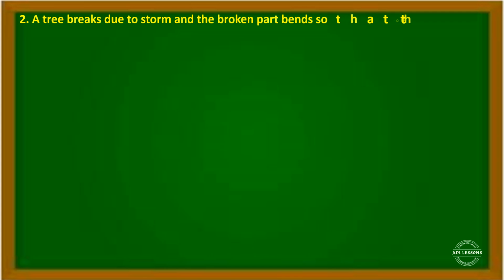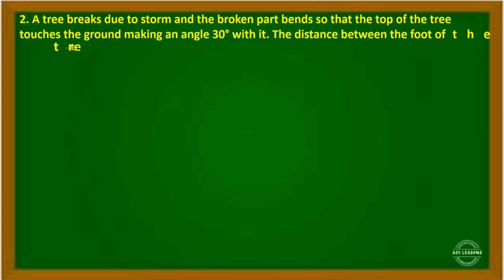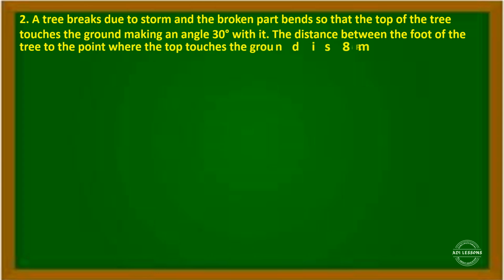Second question. A tree breaks due to the storm and the broken part bends so that the top of the tree touches the ground, making an angle 30 degrees with it. The distance between the foot of the tree to the point where the top touches the ground is 8 meters. Find the height of the tree.